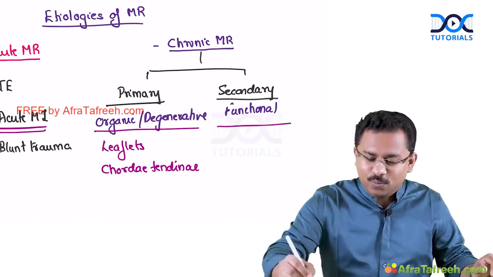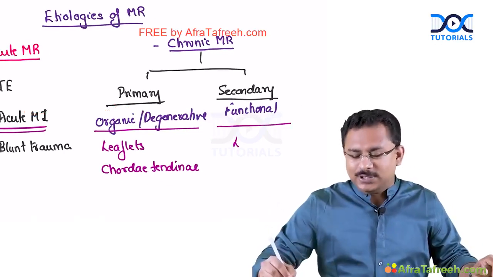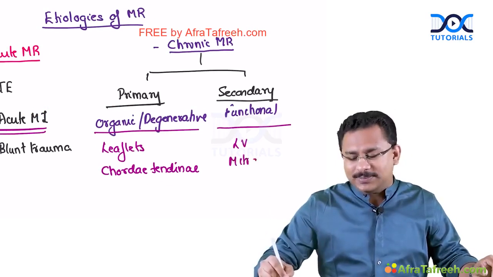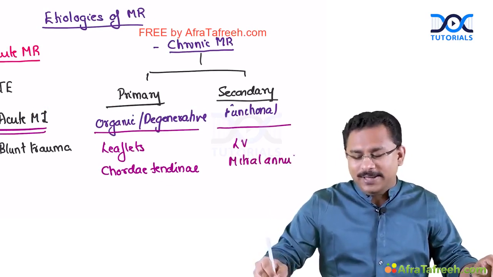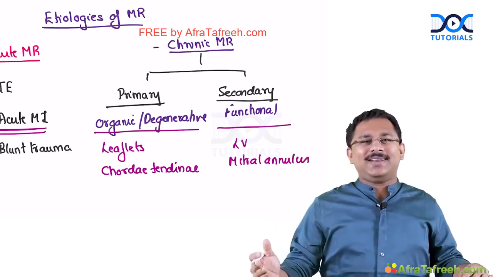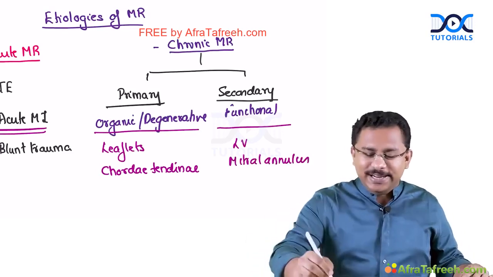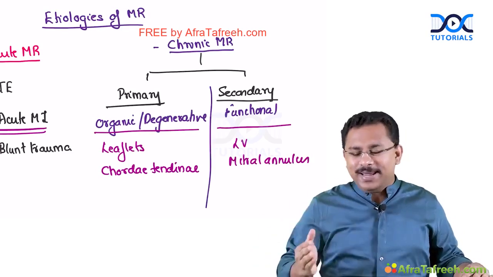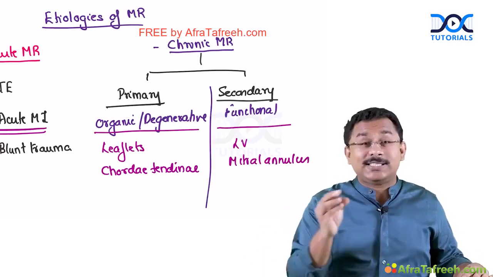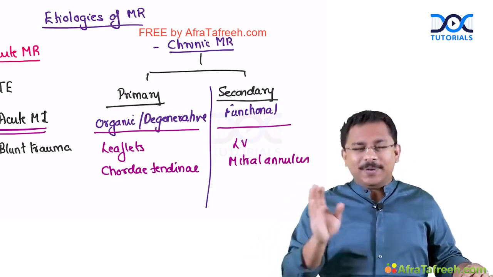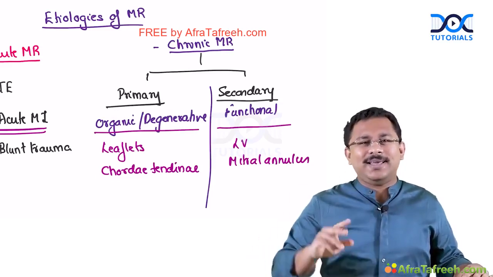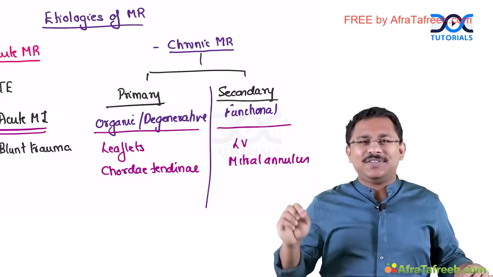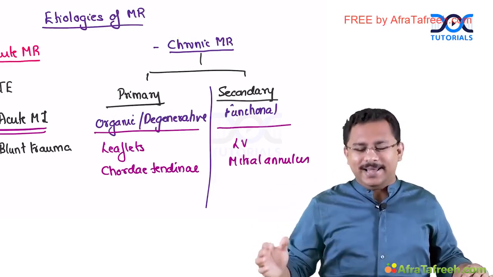This is very important. So in functional MR, the leaflets and chordae tendineae are normal, and the problem is with the LV or the mitral annulus. So this differentiation is very, very important between primary MR and secondary MR, which are subtypes of chronic MR. Primary MR, leaflets or chordae tendineae. Secondary MR, leaflets and chordae tendineae normal. The diseases of the left ventricle or the mitral annulus.